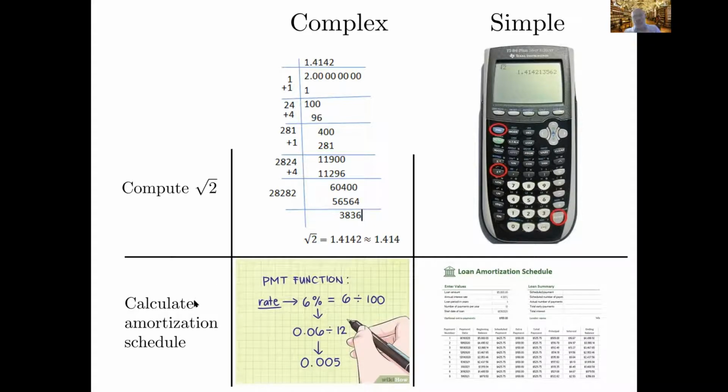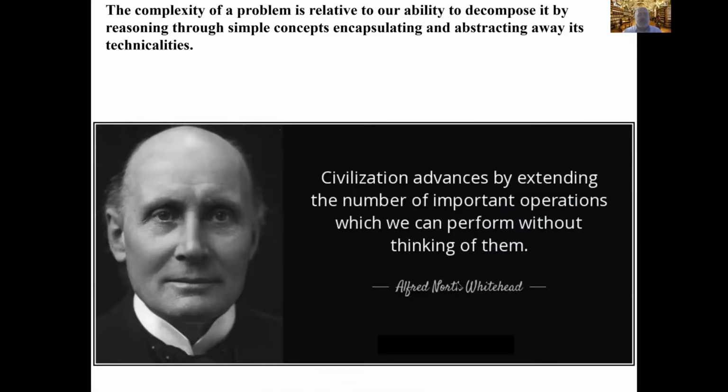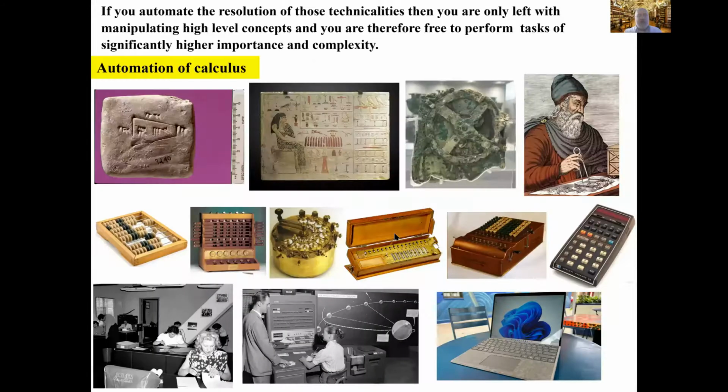Calculating a mortgage amortization schedule is hard if you do it by hand, but simple if you do it with an Excel sheet. Why? Because the complexity of a problem is relative to our ability to decompose it by reasoning through simple concepts, encapsulating and abstracting away its technicalities. And if you automate the resolution of those technicalities, then you're only left with manipulating high-level concepts, and you're therefore free to perform tasks of significantly higher importance and complexity. The automation of calculus is an example of such a transformation.